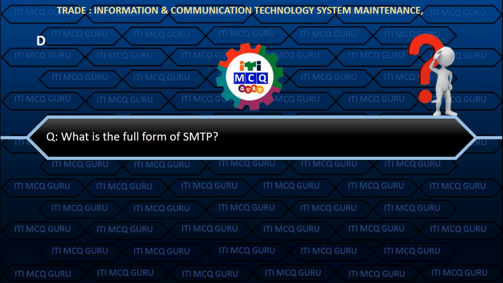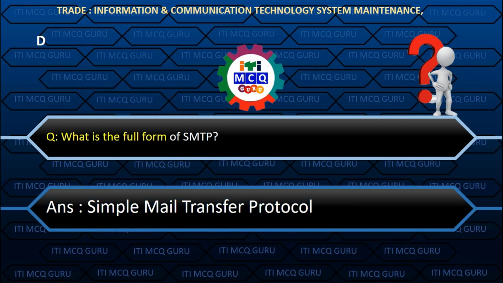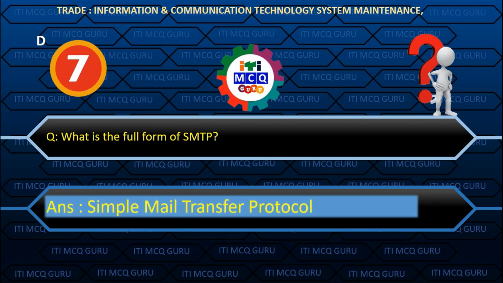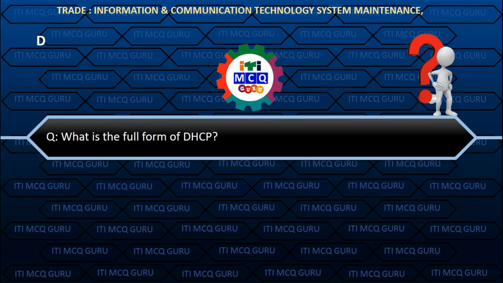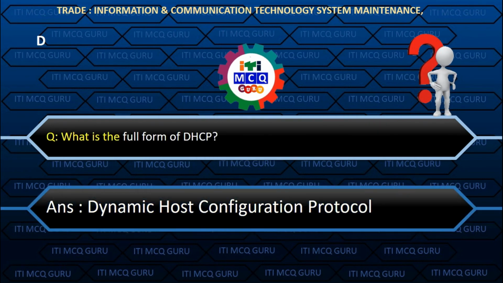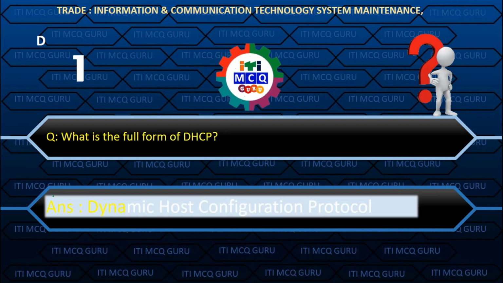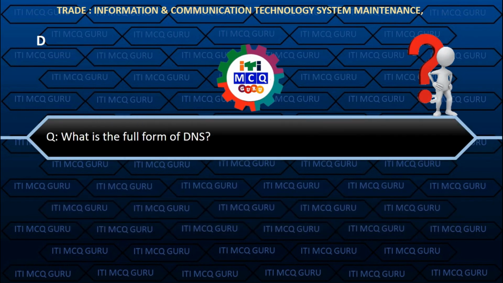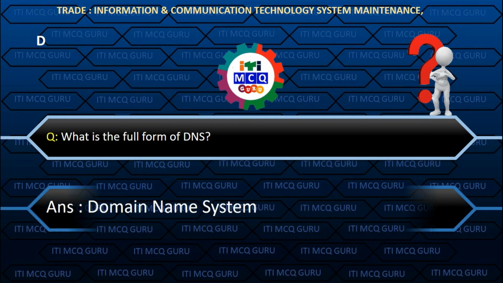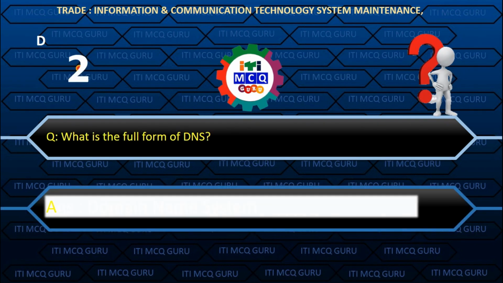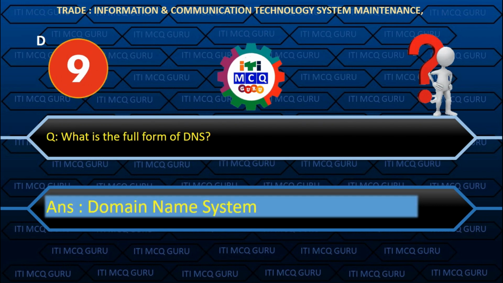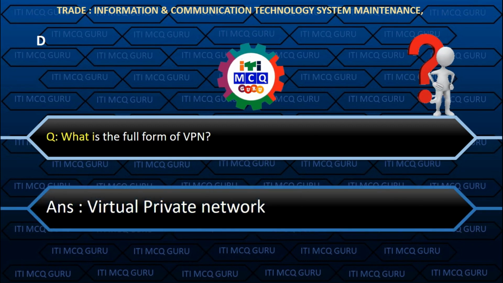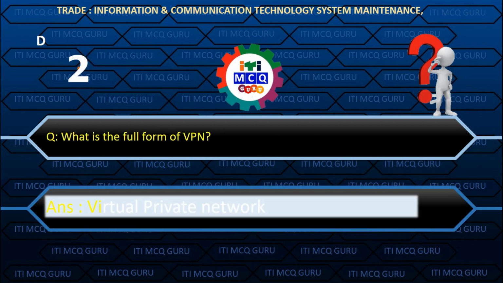What is the full form of SMTP? Answer is Simple Mail Transfer Protocol. What is the full form of DHCP? Answer is Dynamic Host Configuration Protocol. What is the full form of DNS? Answer is Domain Name System. What is the full form of VPN? Answer is Virtual Private Network.